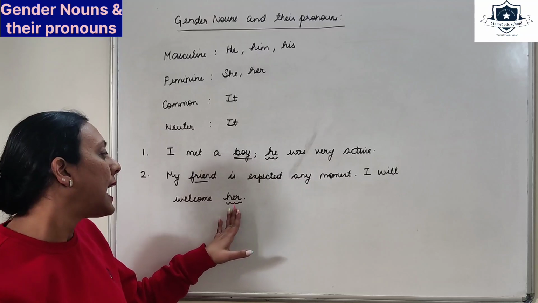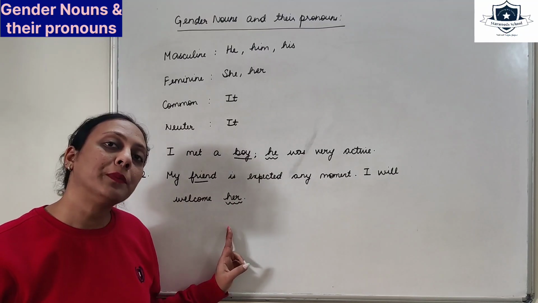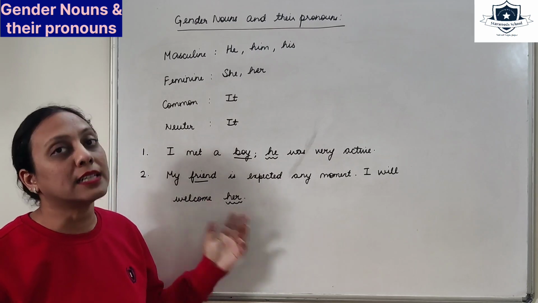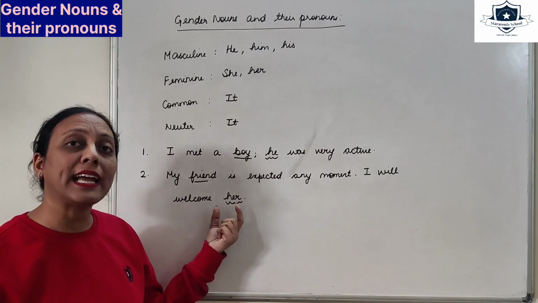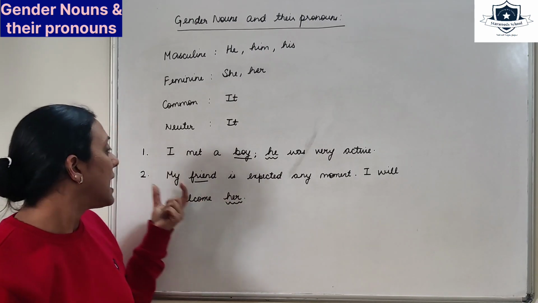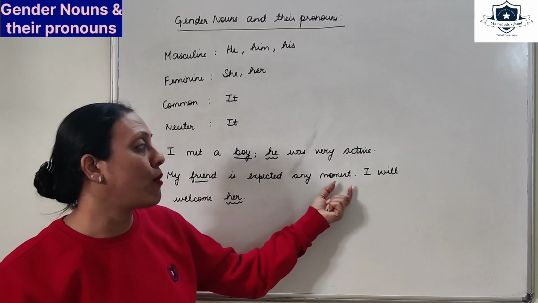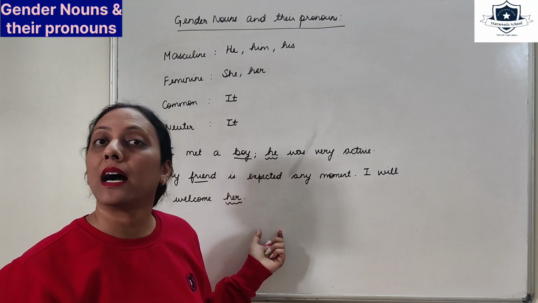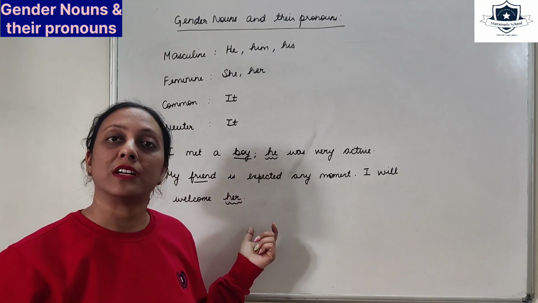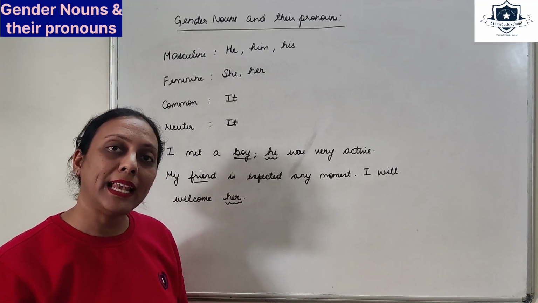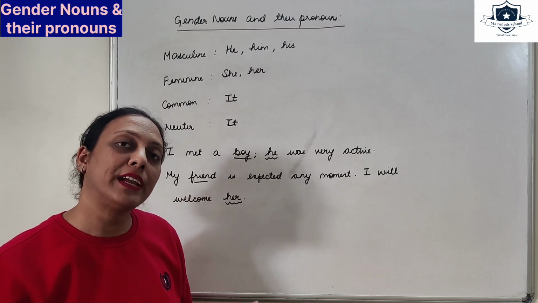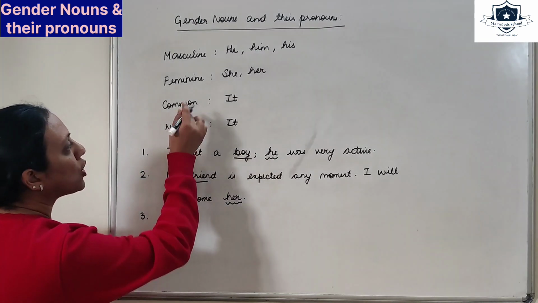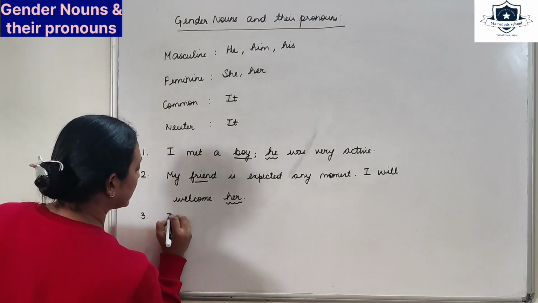So the moment I wrote her, you are able to make out that I am waiting for a friend who is feminine in gender, who is a girl. The moment I could have written him. My friend is expected any moment. I will welcome him. अगर मैंने him कहा होता, you would have judged that it is a male or it is a masculine gender friend where I am waiting for. Third is the common gender noun.